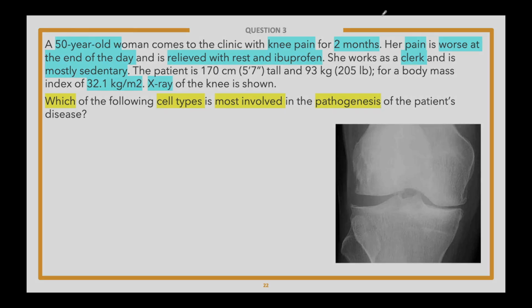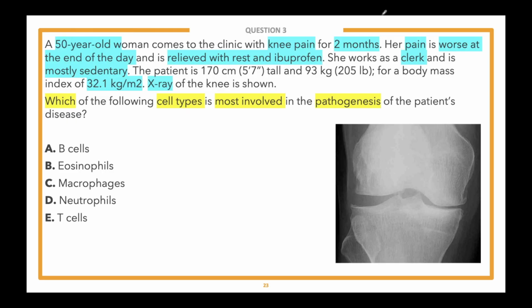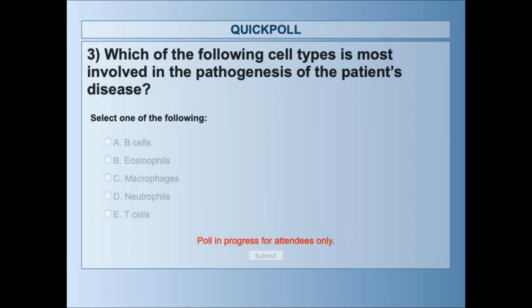Answer choice E, T cells, D, neutrophils, C, macrophages, B, eosinophils, and A, B cells. So we're going to go ahead and open up that poll. Go ahead and select the answer choice that you think is the best answer, and we'll talk about it in just a few seconds.